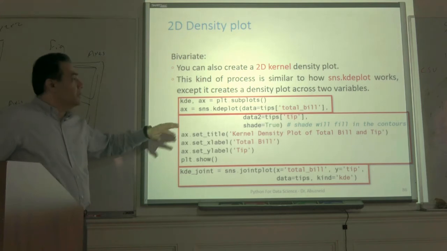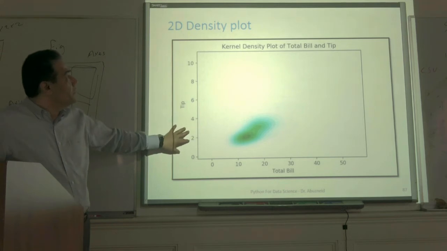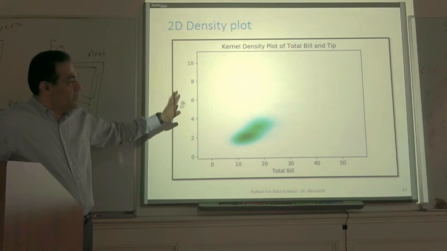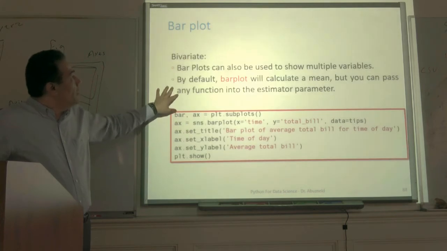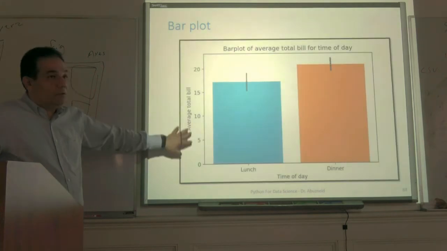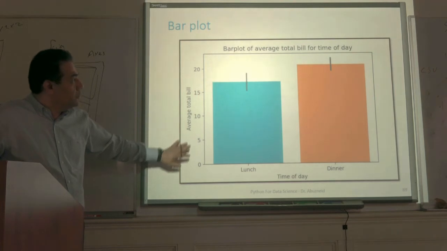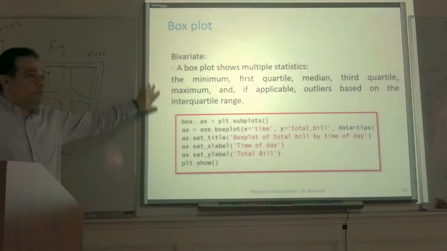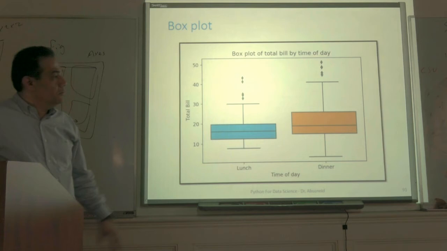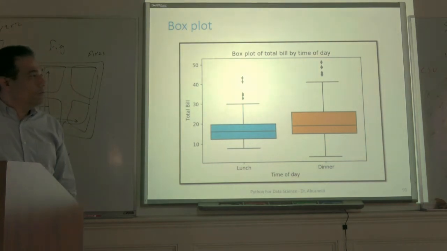My time is up, so I gotta go fast. So this is like a 2D density plot. Same thing. Okay, there is a bar plot, the Seaborn bar plot. There is a box plot. Just follow the code. Box plot. Very nice, right?